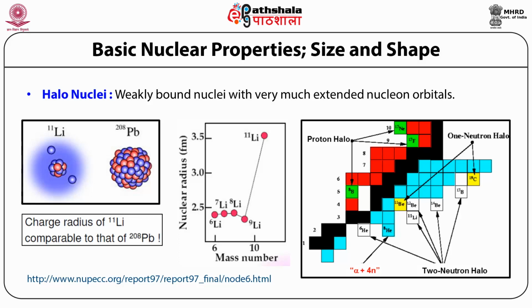as in the case of 11 lithium, we can consider it as a 2 neutron halo. If only 1 neutron is extended, then it is called a 1 neutron halo. In a similar way, if 1 proton is extended, it is called a 1 proton halo. If there are 2 protons which are extended, that nucleus is called a 2 proton halo. So these are basically the various ways by which we can consider the special nuclei called halo nuclei.